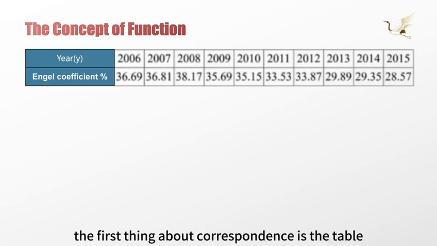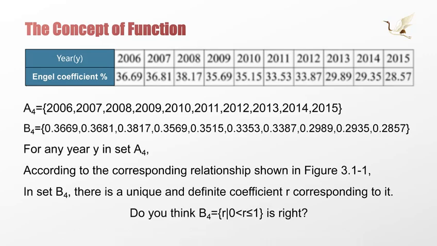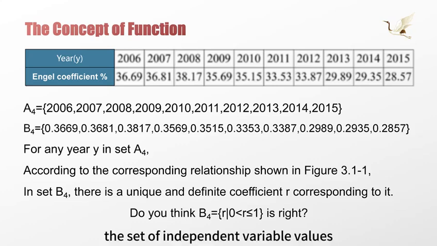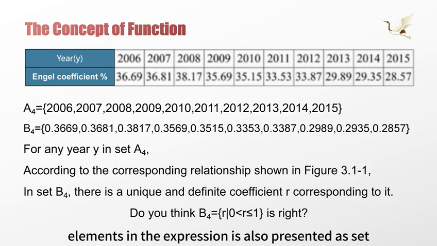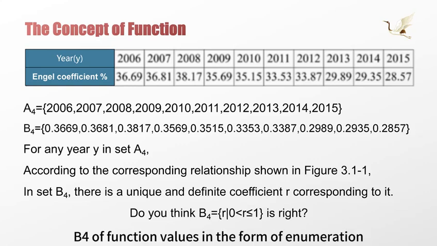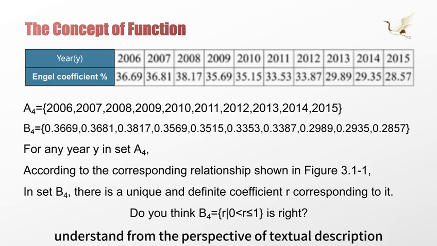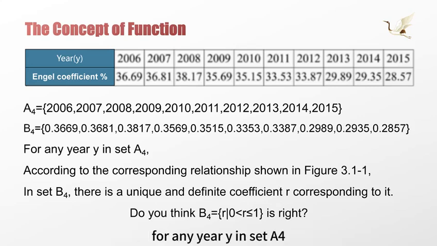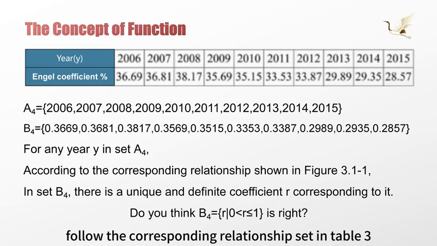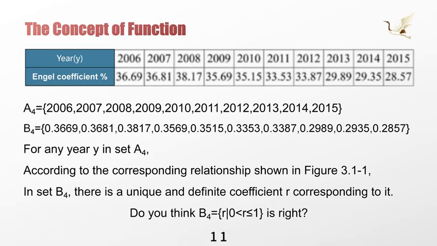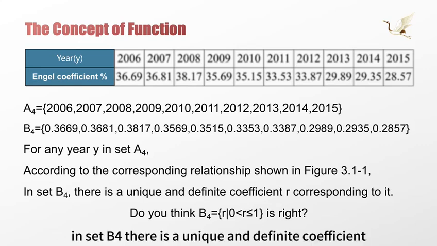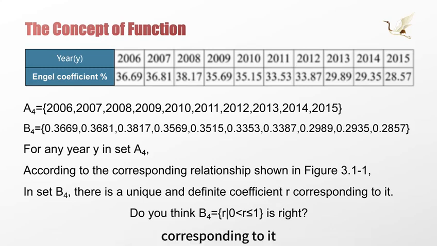The first thing about correspondence is the table. The set of independent variable values is presented as set A4 in the form of enumeration for all 10 years in the first row of the table. The second row of 10 elements in the expression is also presented as set B4 of function values in the form of enumeration. Understand from the perspective of textual description. For any year Y in set A4, follow the corresponding relationship set in Table 3.1.1. In set B4, there is a unique and definite coefficient corresponding to it.